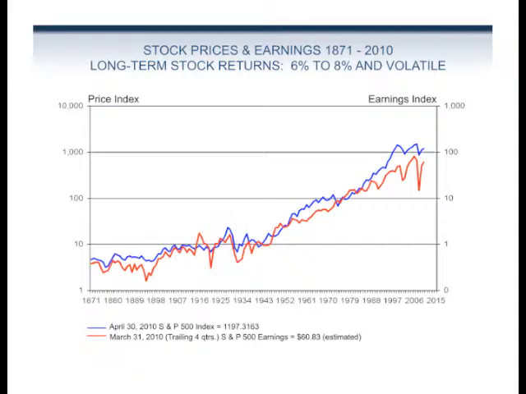This is a chart of stock prices going back to 1871, and the blue line represents stock prices, which is on the left margin, and then the red line is earnings. Now, stock prices follow earnings, and you can see that based on this, what analysts look at when they're looking at values in the stock market, they look at price-earnings ratios.